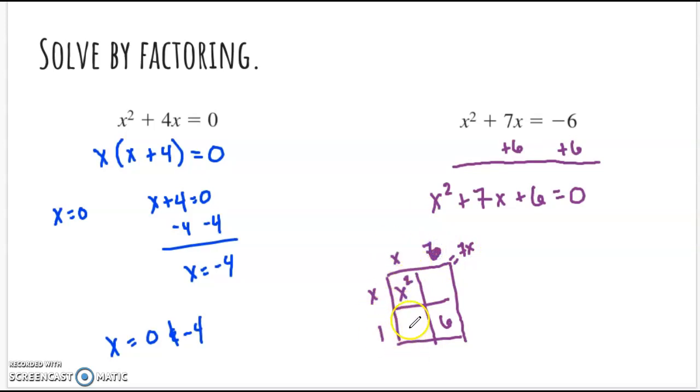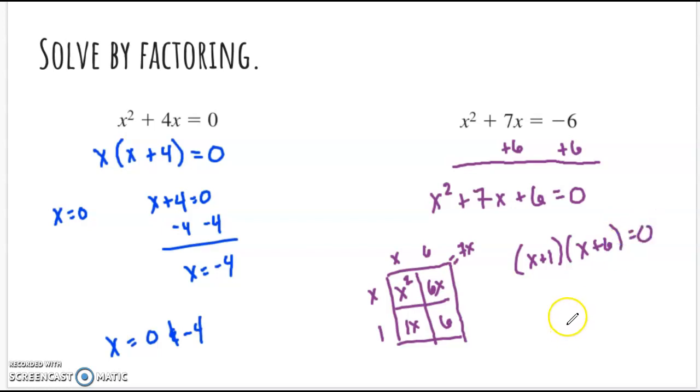All right, so 1 times x is 1x. X times 6 is 6x, and that adds to make 7. So I know my factors are x plus 1 times x plus 6.